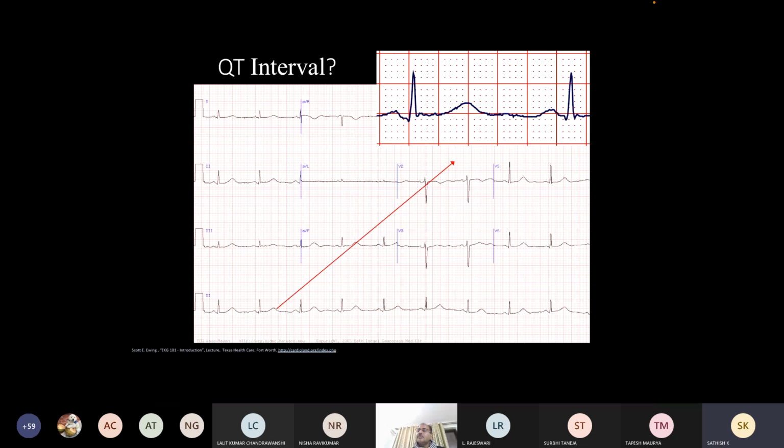So here you can see the QT prolongation. This is the QT wave. Here you can see the increased QT interval. Normal is 350 to 450 milliseconds.